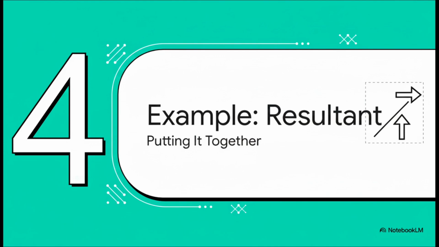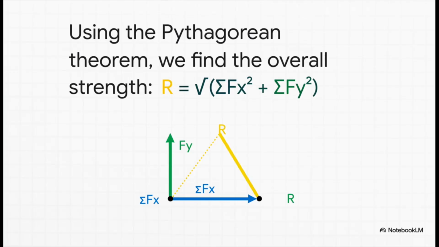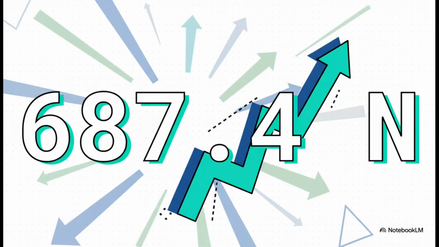Now we just need to combine these 2 to find our final answer. To find the magnitude, the overall strength of our resultant force, we use a familiar friend, the Pythagorean theorem. Yep, that's right. We're just finding the hypotenuse of a right-angled triangle made by our total X and Y forces. And when we plug in our numbers for the total horizontal and vertical forces, the math gives us a final resultant magnitude of 687.4 newtons. That number represents the combined strength of all 4 of those original forces.